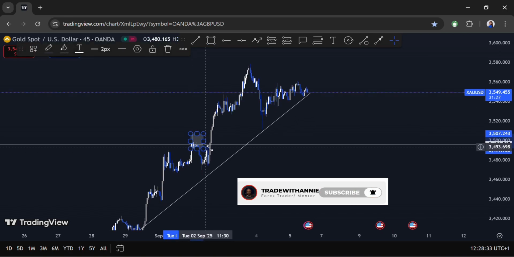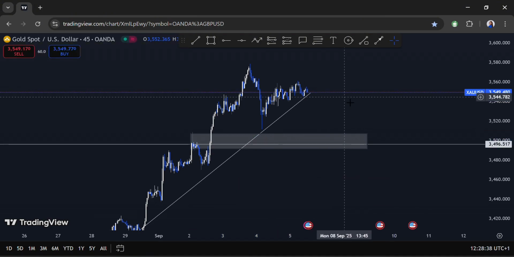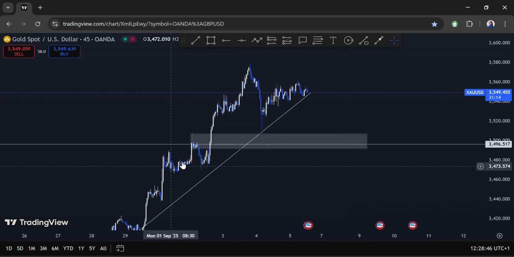I will just wait for price to come to my point of interest. And once price comes to my point of interest, then I'll be looking to take buys here in this my point of interest. Now using strategy I trade and everything to make me indicate that this is my point of interest.